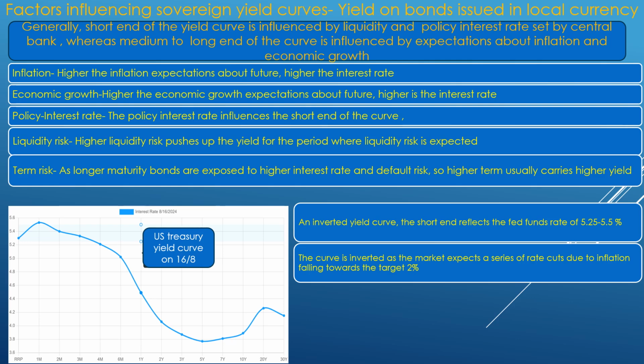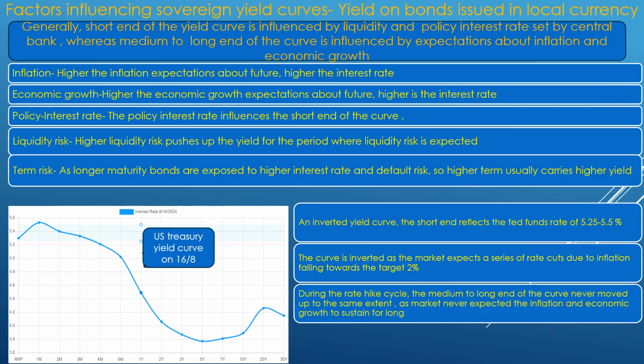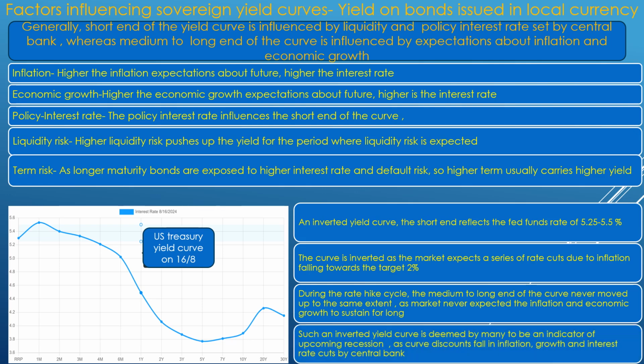The yield curve is inverted as the market expects a series of rate cuts due to inflation falling towards a target of 2%. During the rate hike cycle, the medium to long end of the curve never moved up to the same extent as the market never expected the inflation and economic growth to sustain for long. Such an inverted yield curve is deemed by many to be an indicator of an upcoming recession, as the curve discounts a fall in inflation, growth and interest rate cuts by the central bank.